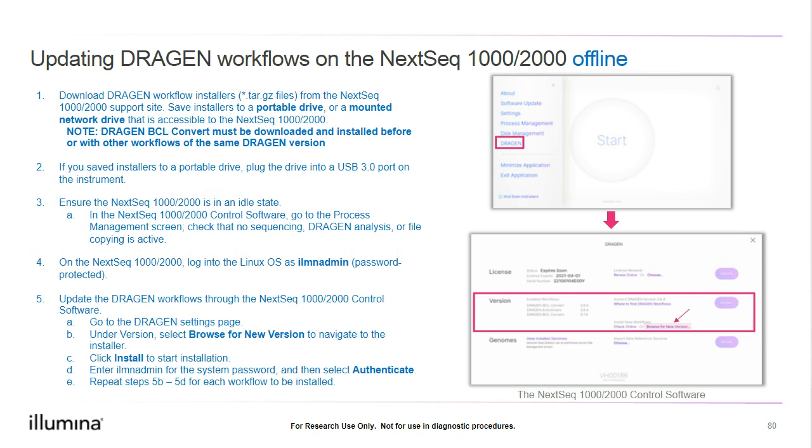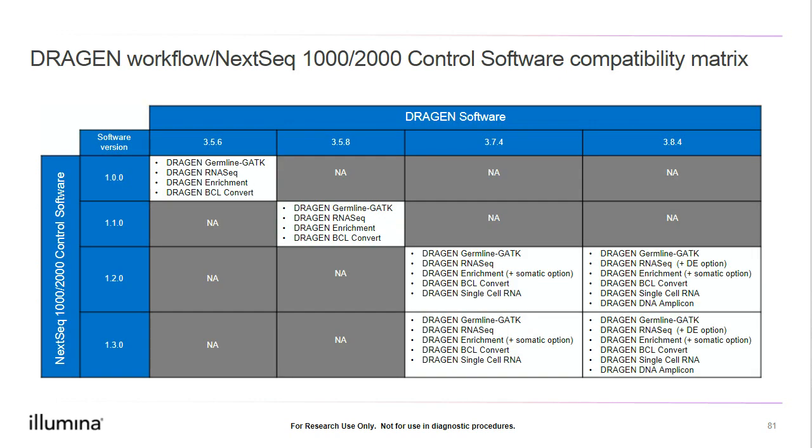But first, I wanted to show, since there are multiple versions of the NextSeq 2K control software and the DRAGEN software that are available, for reference, this slide shows which versions of the NextSeq 2K control software are compatible with versions of DRAGEN. So you'll notice on the last two versions that the single cell RNA and Amplicon are compatible with both the NextSeq 2K control software 1.2 and 1.3.